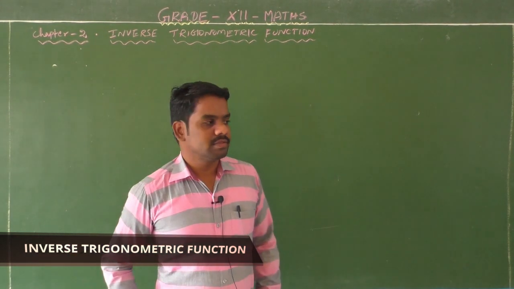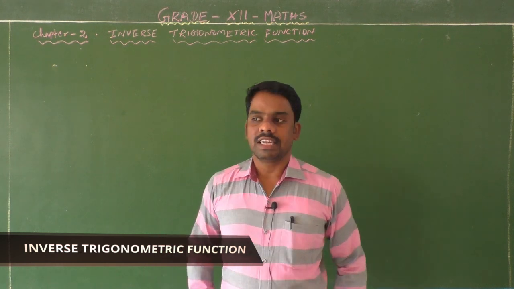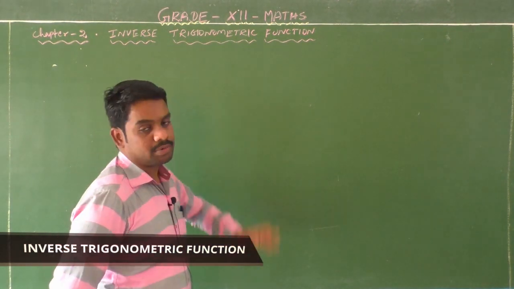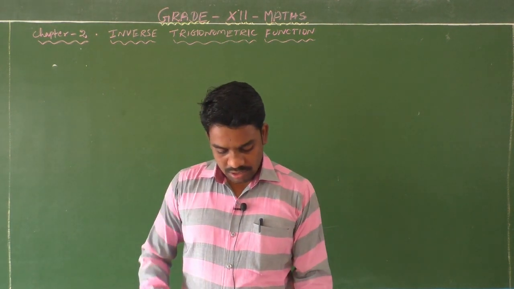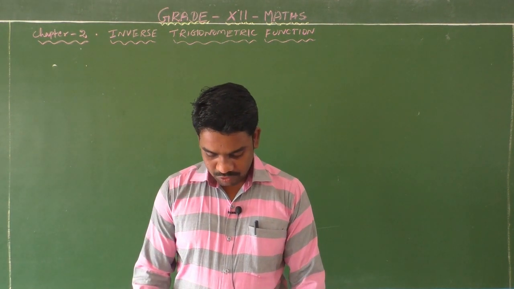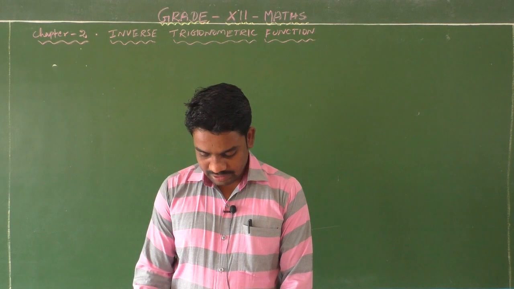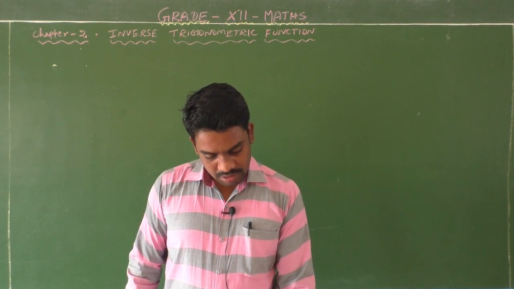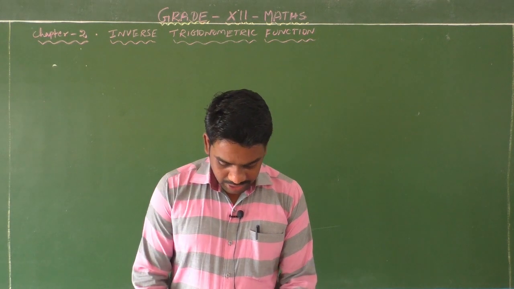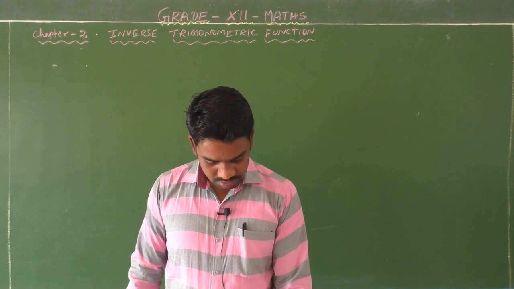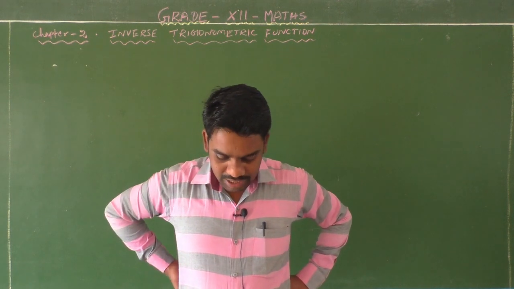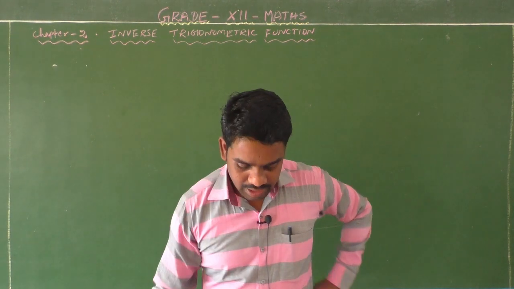Grade 12 mathematics. Today we will discuss the same unit, chapter number 2, inverse trigonometric functions. Exercise 2.1 is already completed. Exercise 2.2, questions 1 to 10 are completed. So, continuing exercise 2.2, take your NCERT book, page number 48, question number 11.